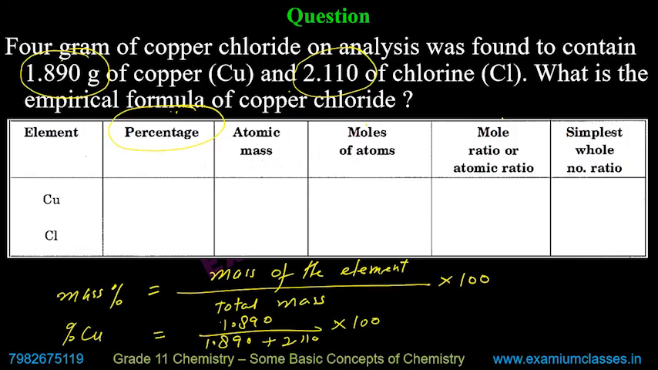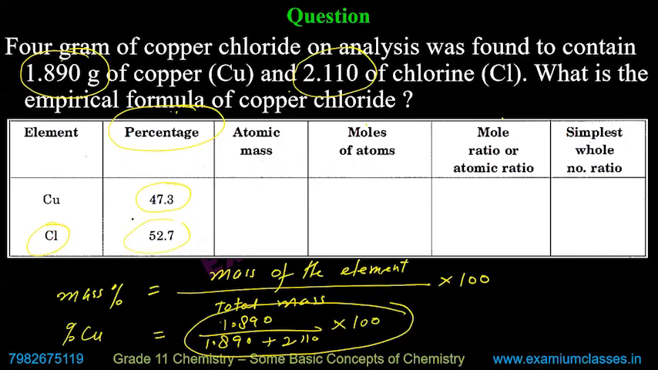Similarly, percentage of chlorine you can get, or if only two elements are there, you can subtract percentage of copper from 100, you will get percentage of chlorine because the sum of all percentages is 100. When you solve this one, you will get percentage of copper as 47.3% and percentage of chlorine as 52.7. Actually, this is slightly approximated, rounded off. If you calculate this one, you will actually get 47.25 here and 52.75.